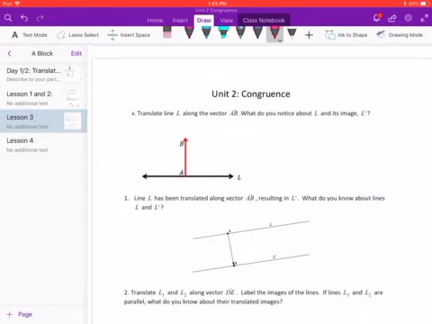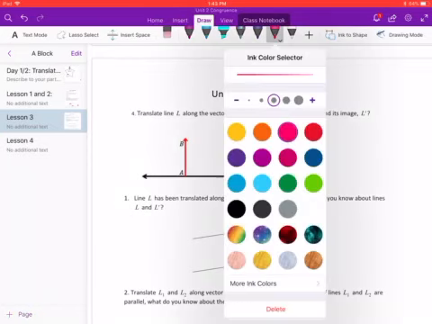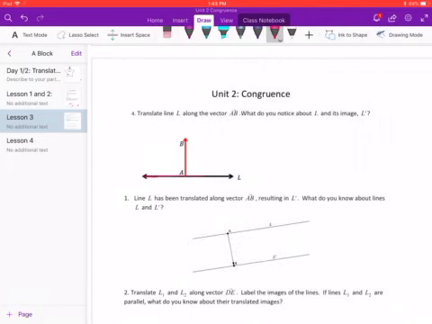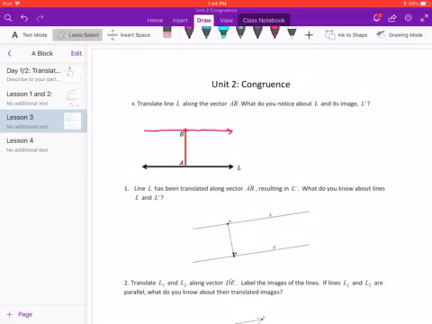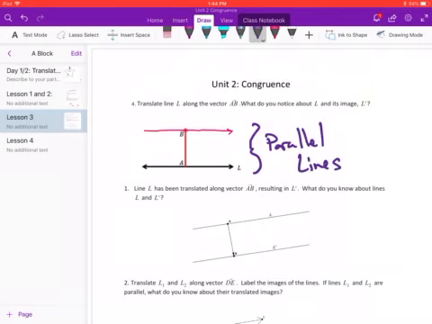Okay? Now it says translate line L along the vector AB. What do you notice about L? Well, let me take L. I'm going to copy it. I like this color. There's L. And I want to translate it along AB. So I'm going to take that, lasso it, and I'm going to move it along AB, translate it straight up. What do I notice between these two? Something pretty cool. These become parallel lines. Pretty awesome.